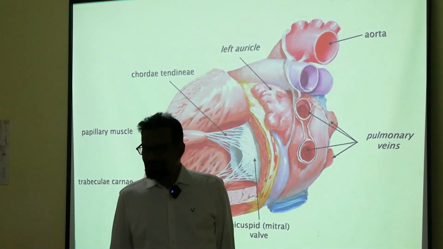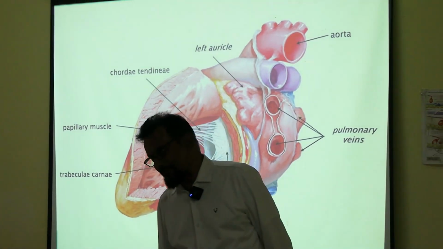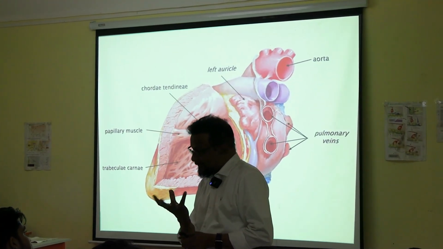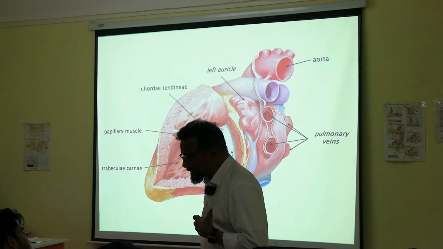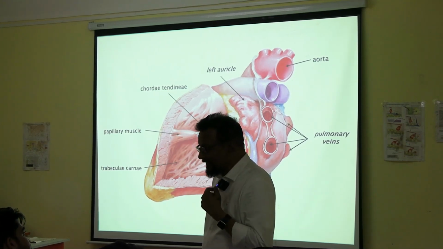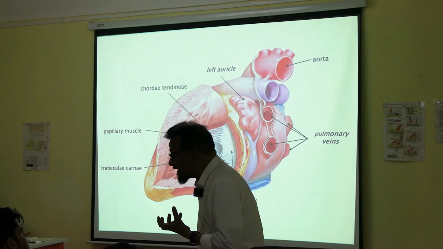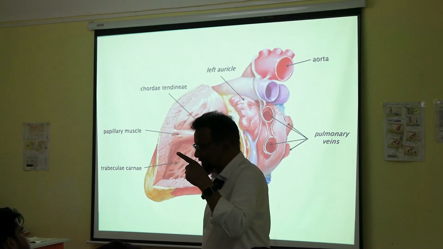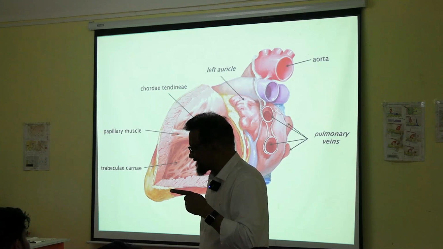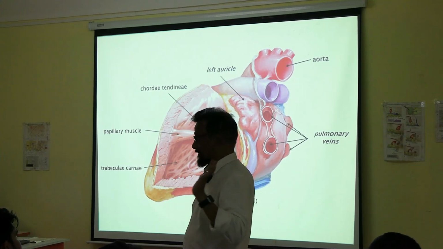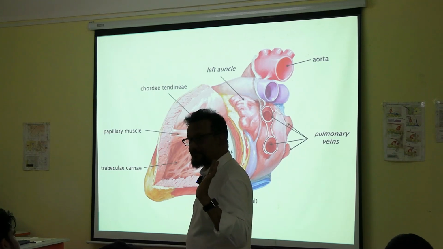Tearing of chordae tendineae. What will happen? So when your ventricle contracts, some blood will be entering into the atrium, and this is called regurgitation, and it will produce a murmur. It will produce a murmur, so you can identify there is something wrong. Okay?